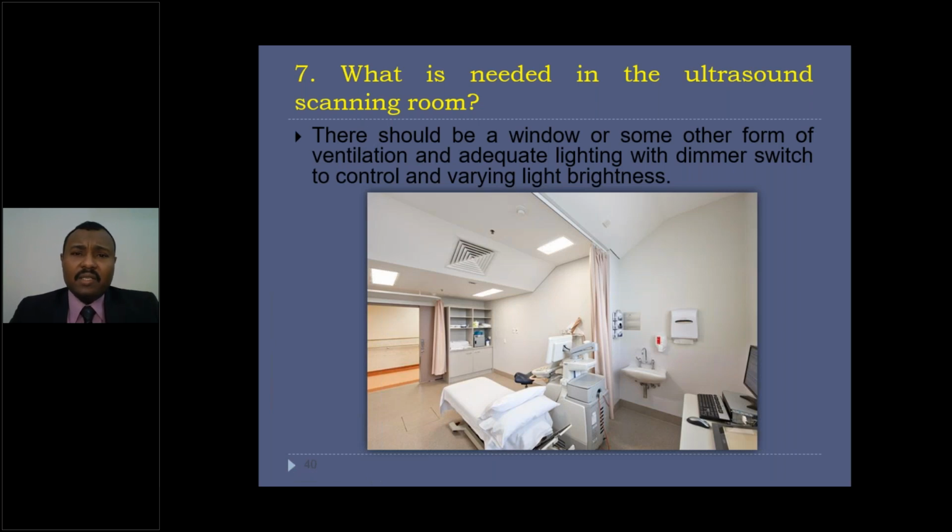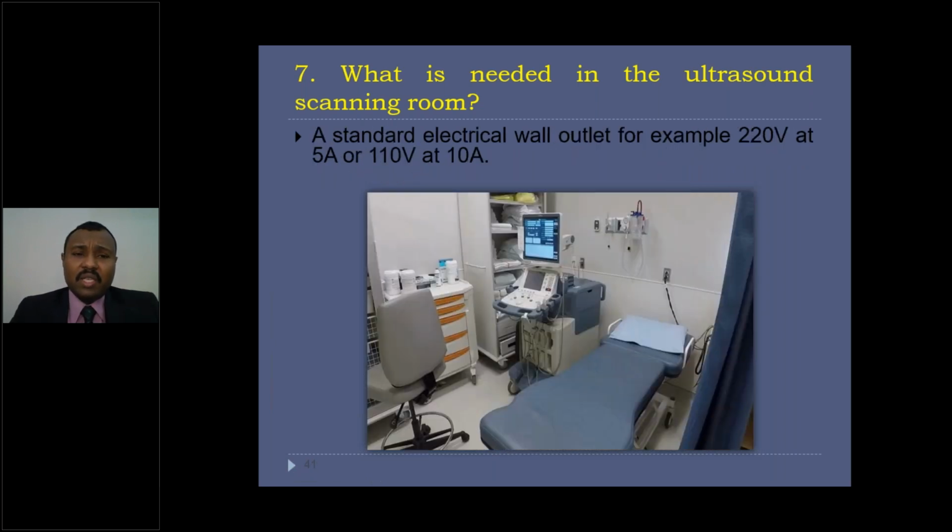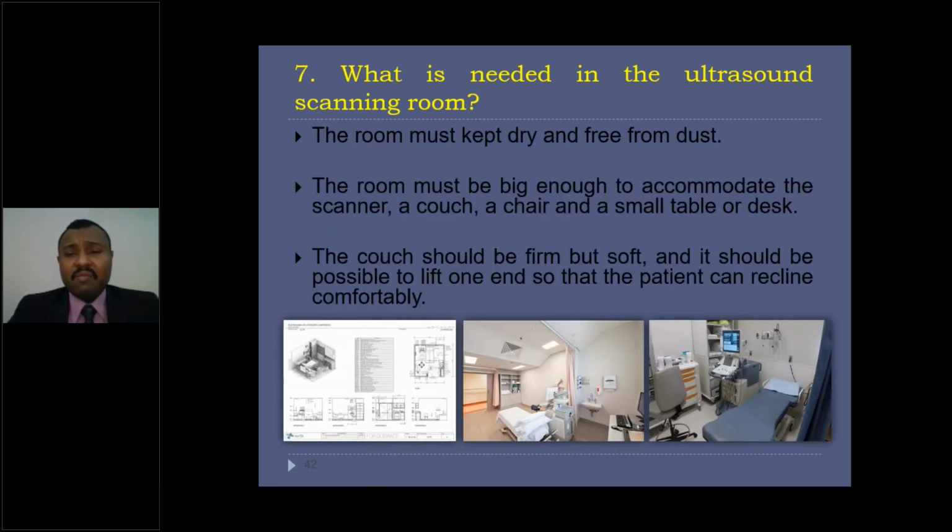Much more regarding the suitable designation of your ultrasound scanning room, I don't forget to mention that standard electric power should be available so that your ultrasound machine can be operated directly from it. And as you see here, this is your ultrasound scanner, and in the background you saw that the ultrasound scanner is connected directly with an electrical outlet, for example 220 volt with 5 ampere or 110 volt at 10 ampere. And again, your room must be kept dry and free from dust.